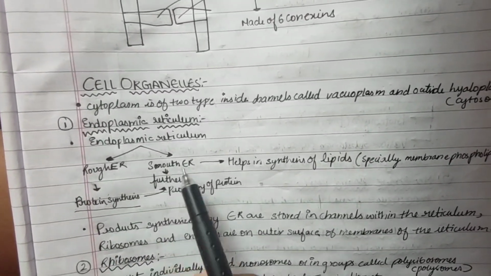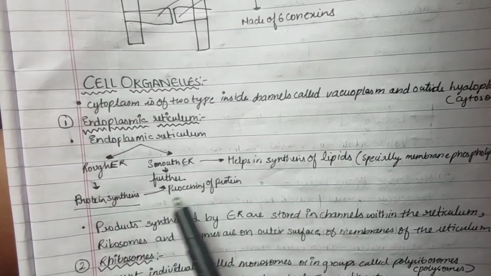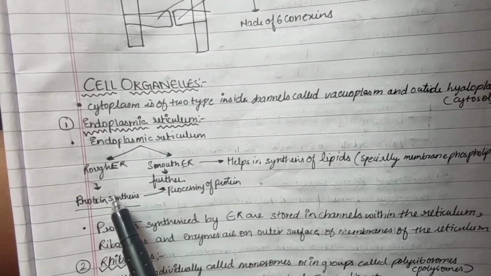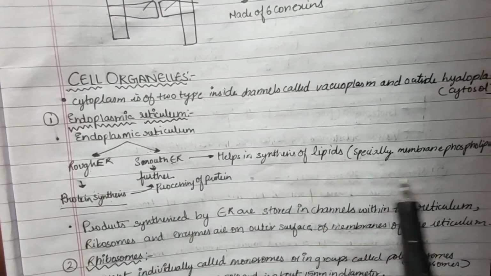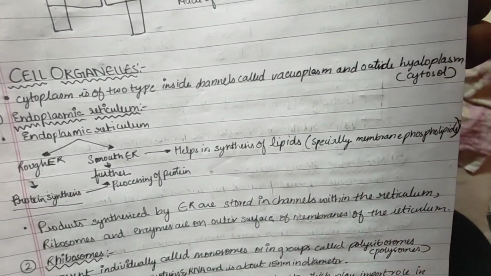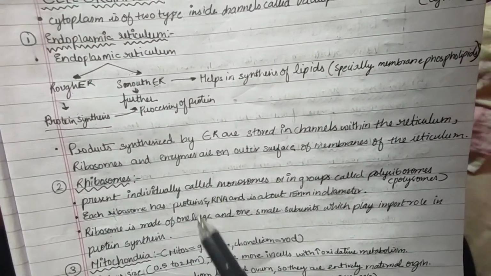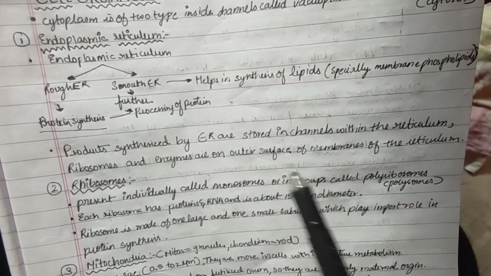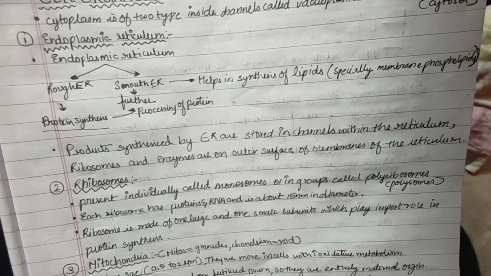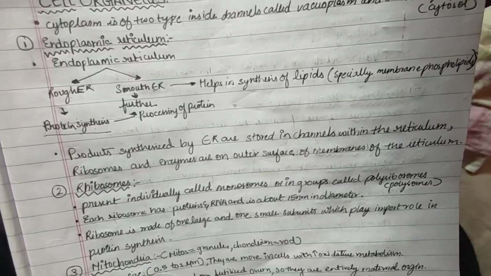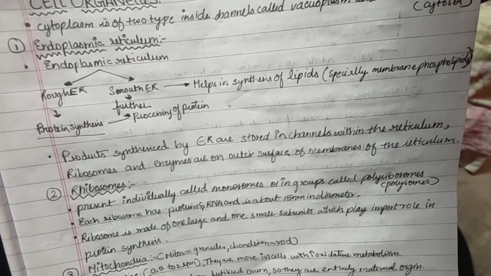Now smooth endoplasmic reticulum helps in further processing of the protein which is synthesized in rough endoplasmic reticulum, and it also helps in synthesis of lipids, especially the membrane phospholipids. Products which are synthesized by the endoplasmic reticulum are stored in channels within the reticulum, and ribosomes and enzymes are on the outer surface of the membrane of the reticulum.